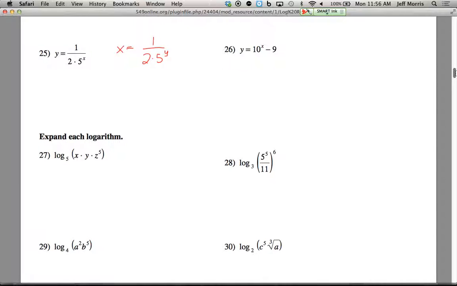What can I do here first before I solve for y? I don't like the 1/2 there. How can I get rid of it? Patrick just said multiply by what? 2. So we're going to have 2x is equal to 1 over 5 to the y.